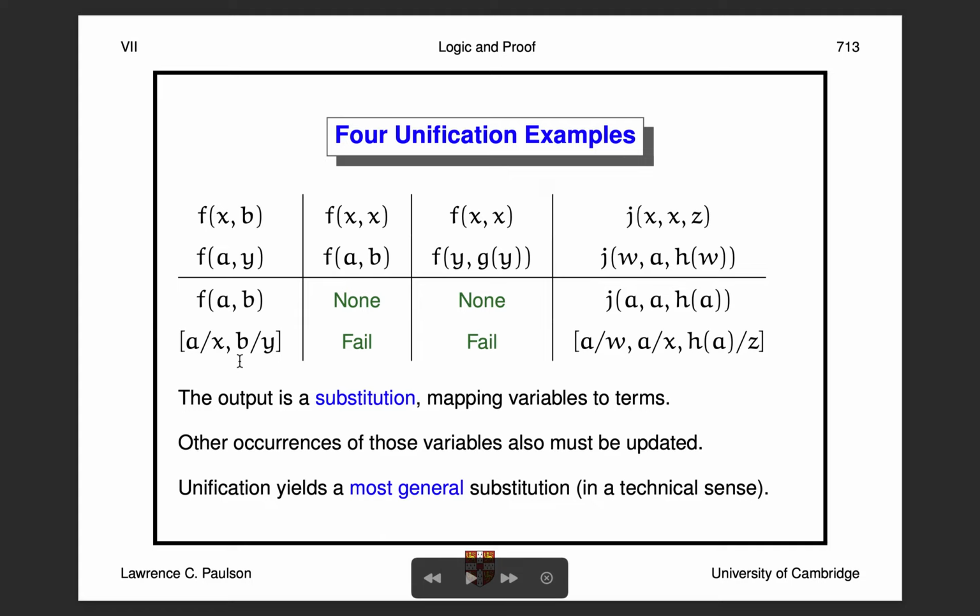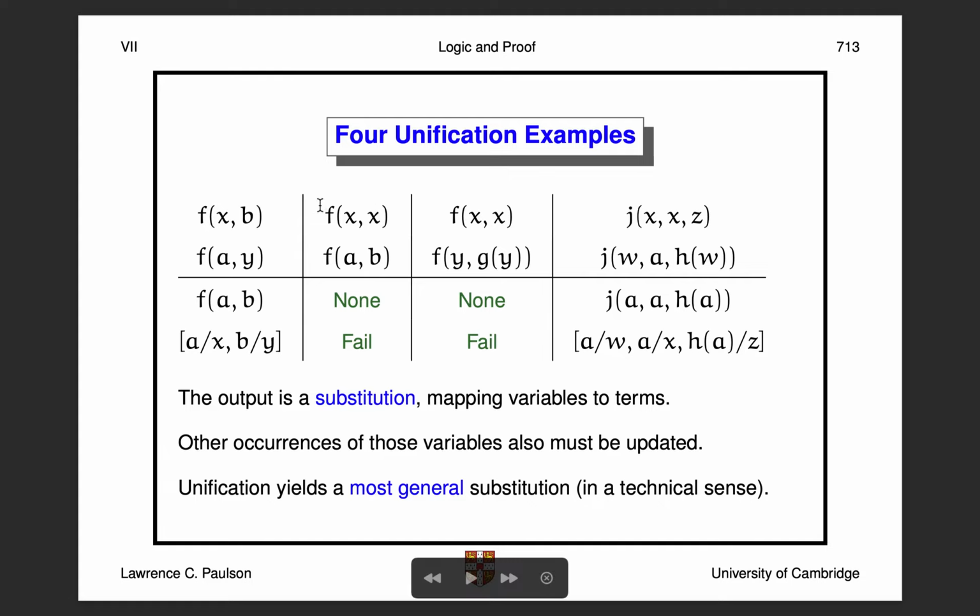And this substitution will need to be applied typically to other occurrences of x and y elsewhere in whatever we are doing. So if we are doing theorem proving, there will be other occurrences of x and y in our clause, and we will need to substitute for those. If we're doing ML type checking, there will be other occurrences of hidden type variables within an expression we are type checking, and the constraints from this particular unification will be applied to those other occurrences of these type variables.